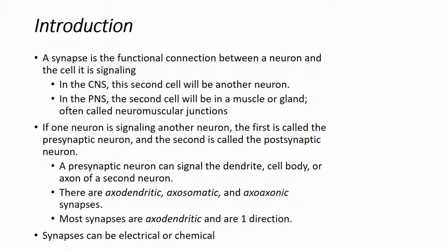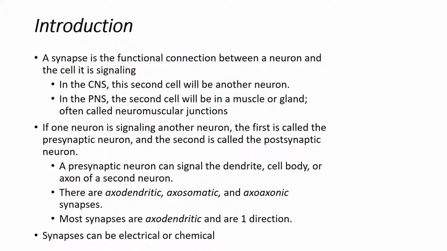So if one neuron is signaling another neuron, we have two neurons in series. The first neuron is going to be a presynaptic neuron, because this is the neuron before the synapse. And the second neuron will be a postsynaptic neuron. Now, a presynaptic neuron can signal three areas. So this gives us three different types or varieties of synapses. We can have an axodendritic synapse, an axosomatic synapse, or an axoaxonic synapse. All right, now most synapses that we're going to encounter are axodendritic, and they're also unidirectional.